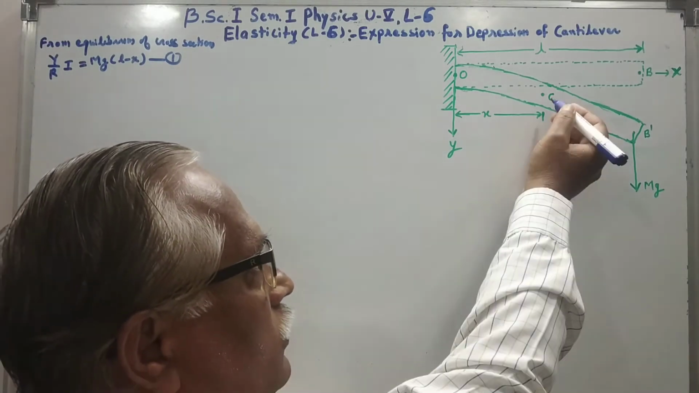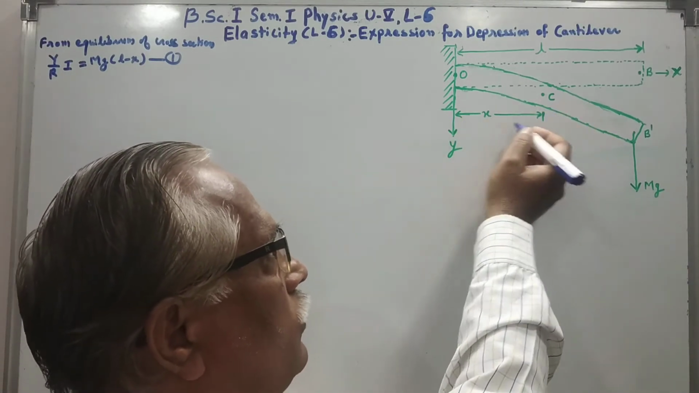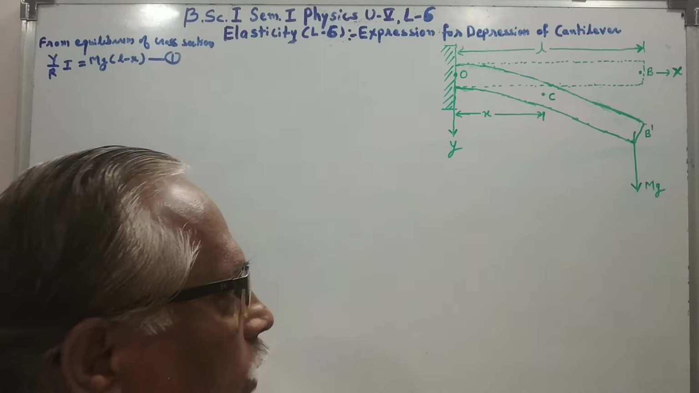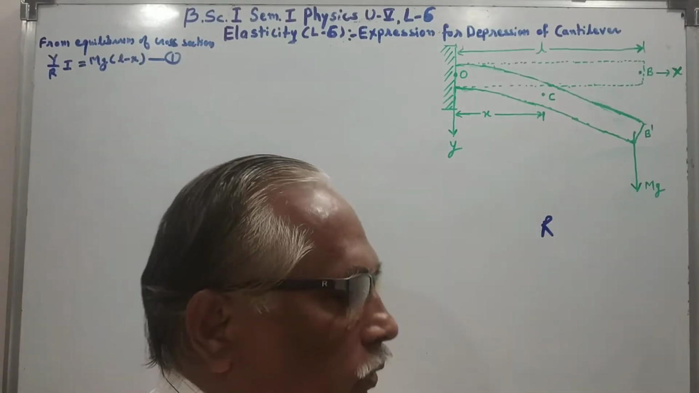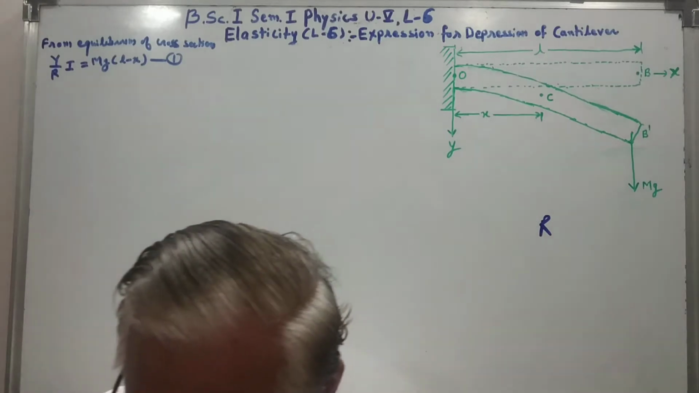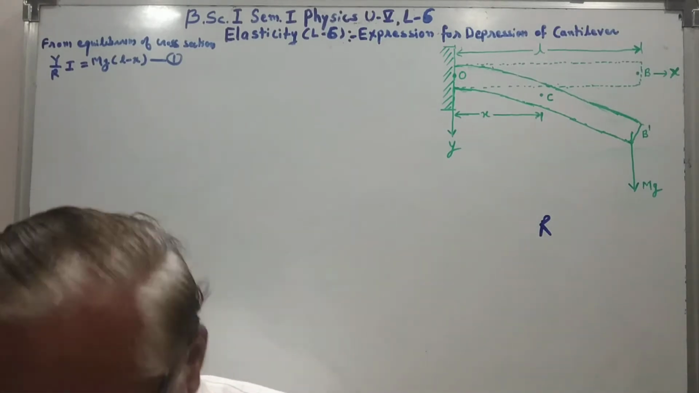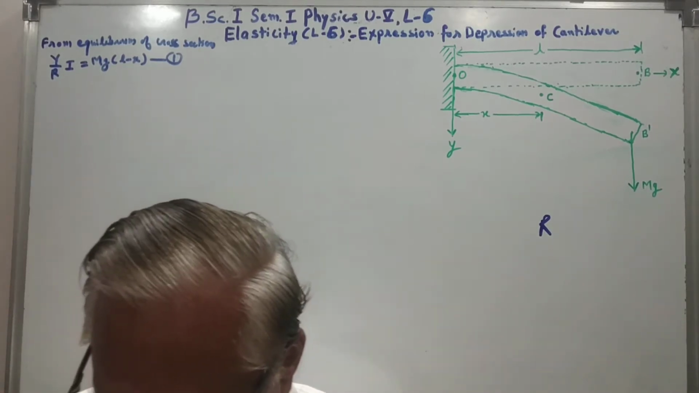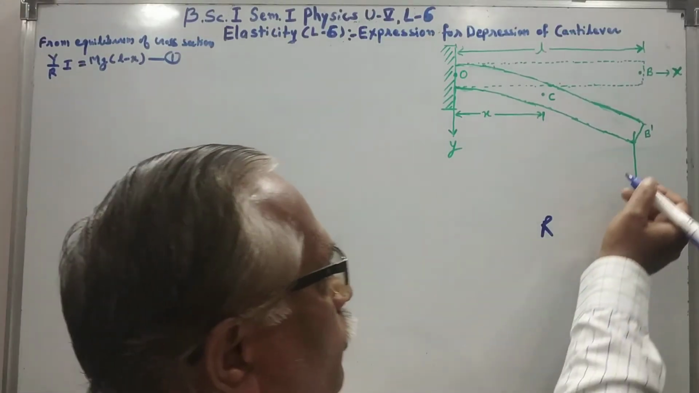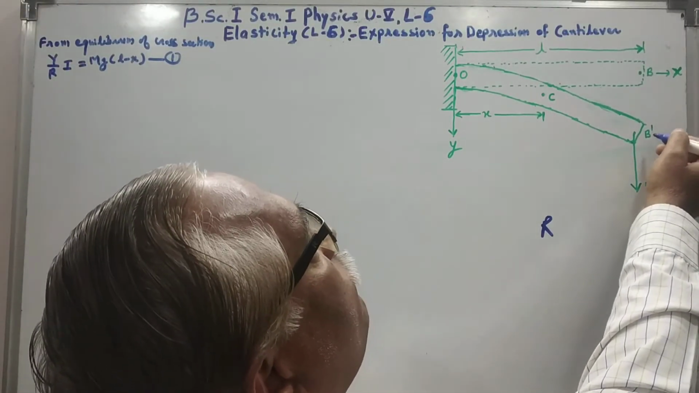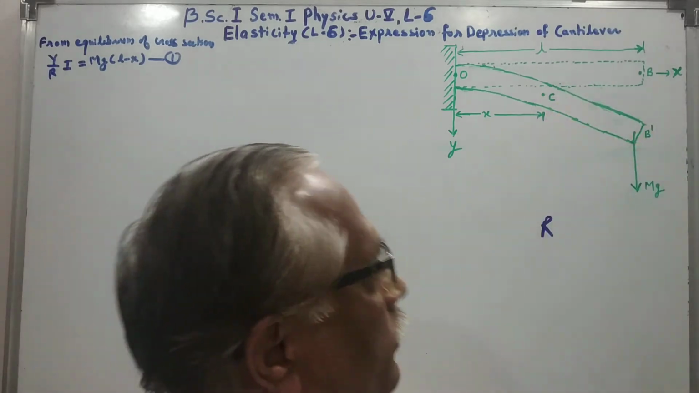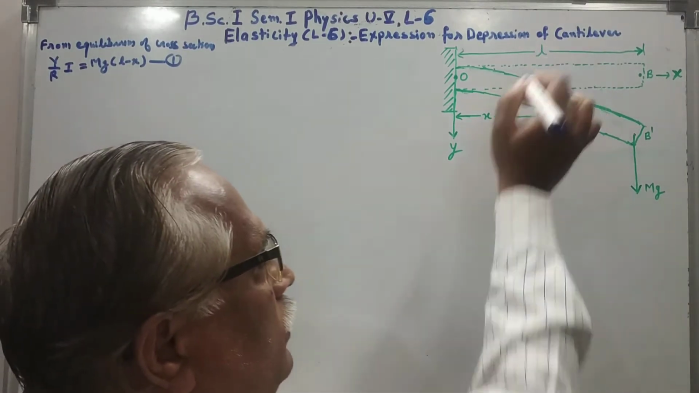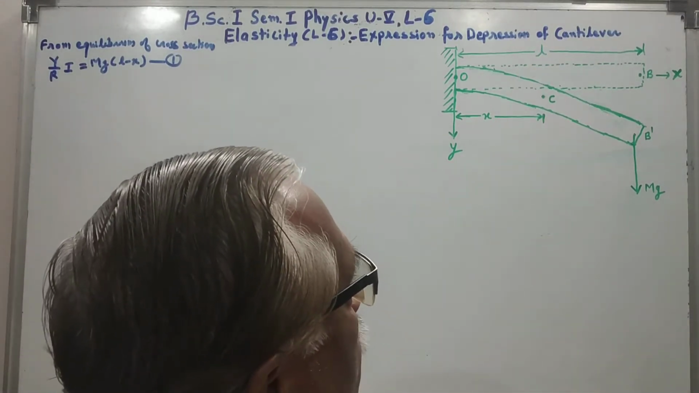Let C be the cross section of the beam at a distance x from the fixed end, and capital R is the radius of curvature of the neutral surface at point C. The beam is assumed to be light, and hence the weight of the part BC of the beam can be neglected. Let small l be the length of the beam.